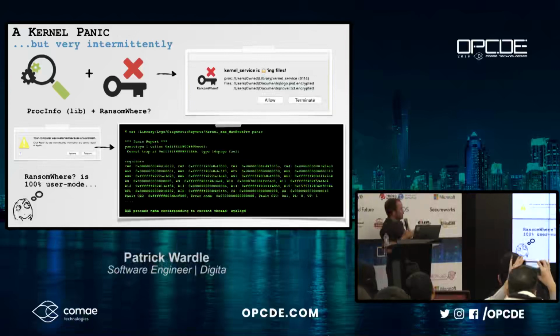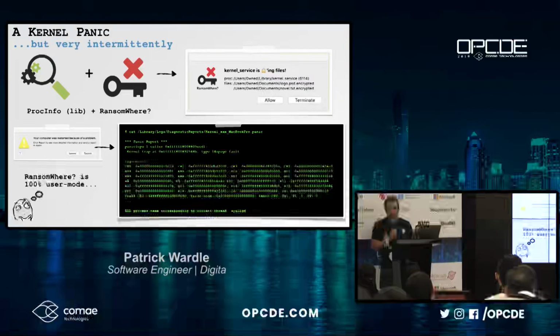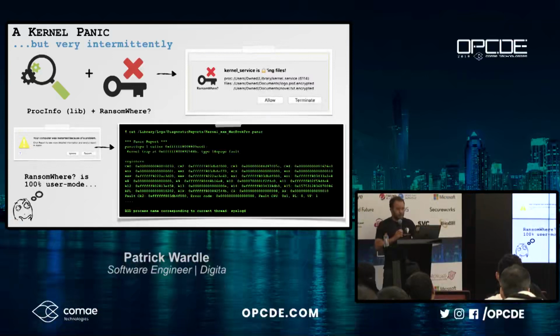So I swapped in my procinfo OpenBSM auditing process monitoring library, ran the tool, went off to lunch, and a few hours later came back and my box had panicked. I was like, okay, it's kind of annoying, maybe there's some faulty hardware. But I started the tool again and came back the next morning.